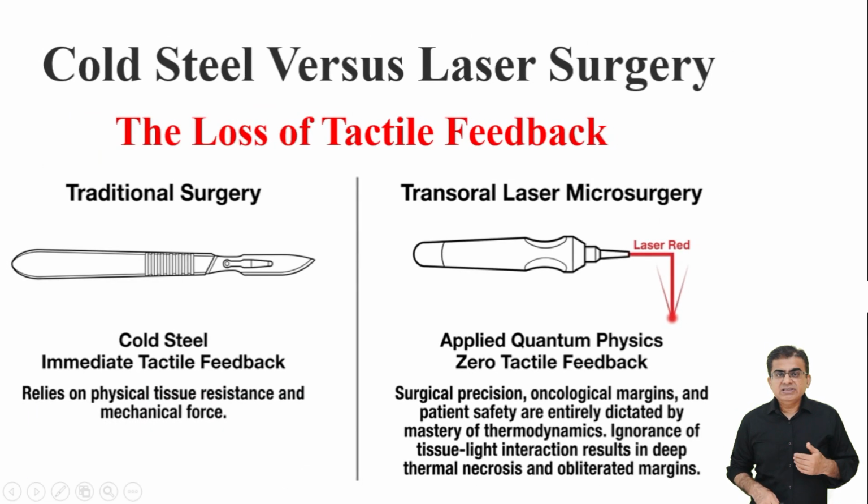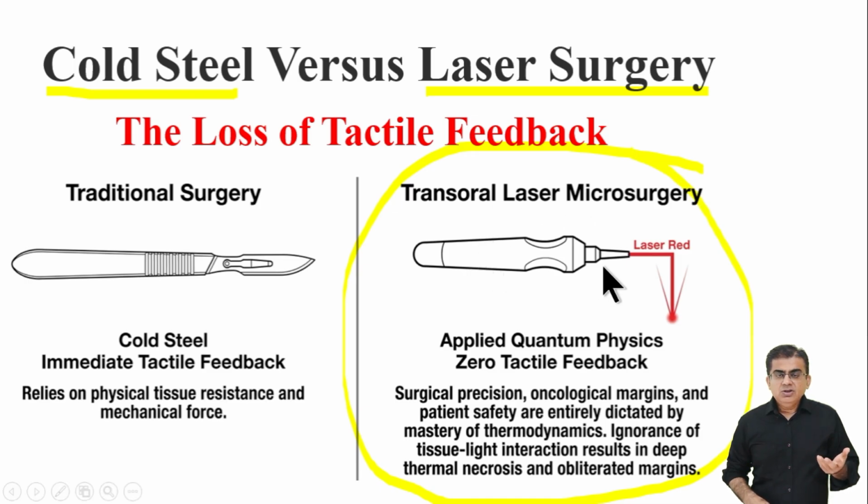Let us now compare a traditional surgery with laser surgery. Look at the standard steel knife on the left side of your screen. When you use a normal cold steel scalpel, you get immediate physical feedback in your fingers. You can actually feel the physical resistance of the tissue as you push and cut. Now look at the laser instrument on the right side of the screen. With a laser beam, you get absolutely zero physical feeling. You are cutting tissues using pure light and applied quantum physics.